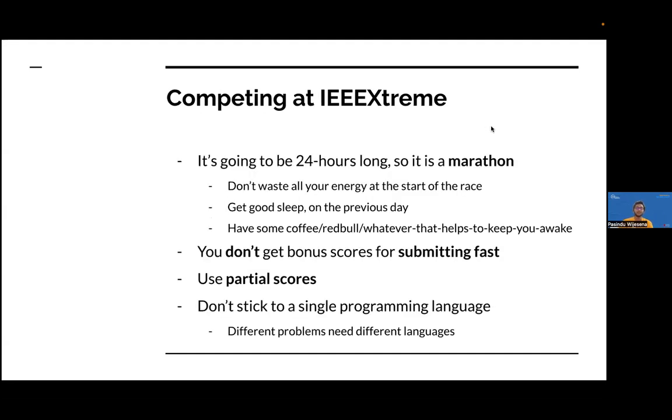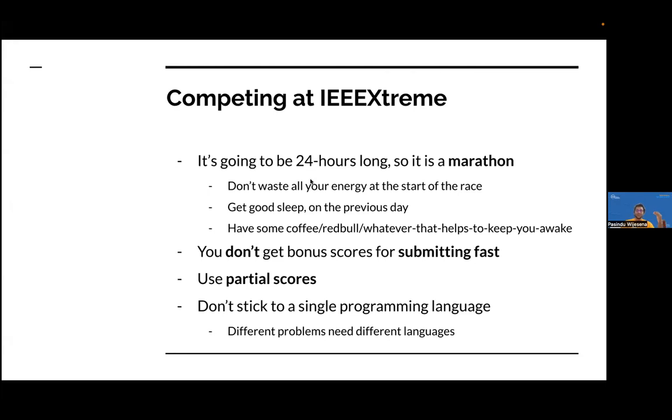And finally, coming to competing at IEEE Extreme. It's going to be a 24-hour long competition, so it is a marathon. You have to be up for 24 hours. So don't waste all your energy at the start of the race, and don't get disappointed if the earlier problems are hard, right? Because you're not going to get bonus scores for submitting fast. It doesn't matter if you submit the solutions at the last minute of the competition or during the first 5 minutes, right? If you submit a correct, fast, memory efficient program, you're going to get scores.